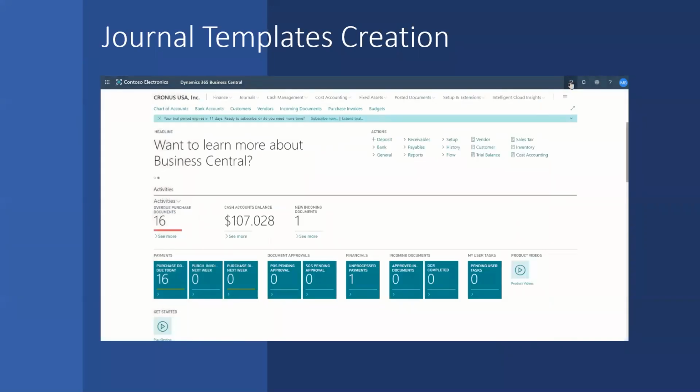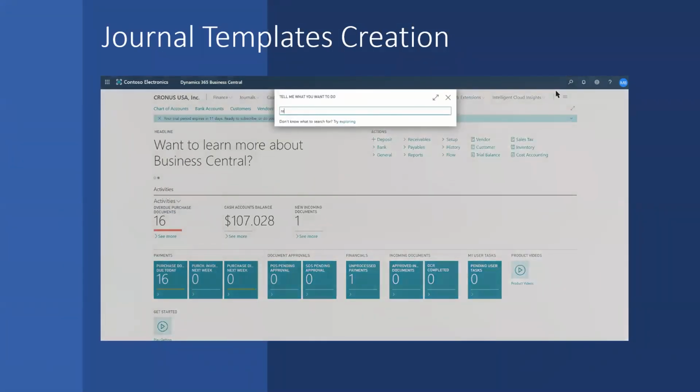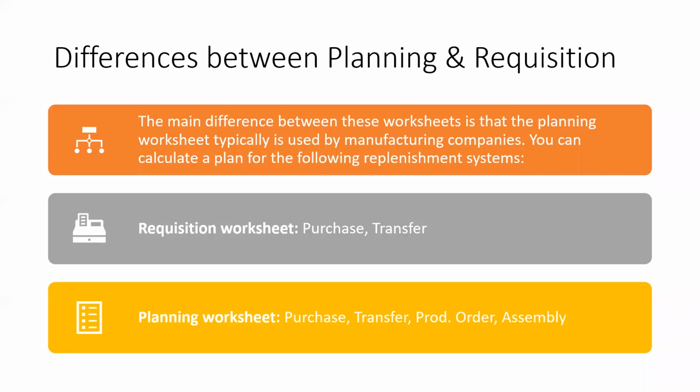So the whole idea is that once we create our journals, let's try to understand once again the difference. We have two types of journal templates. The main difference between these two worksheets is that the planning worksheet typically is used by manufacturing companies. You can calculate a plan for the following replenishment systems: requisition worksheet, purchase, and transfers. So the first document in this gray line that I have here in this sheet, the requisition worksheet, helps us to purchase and transfer.